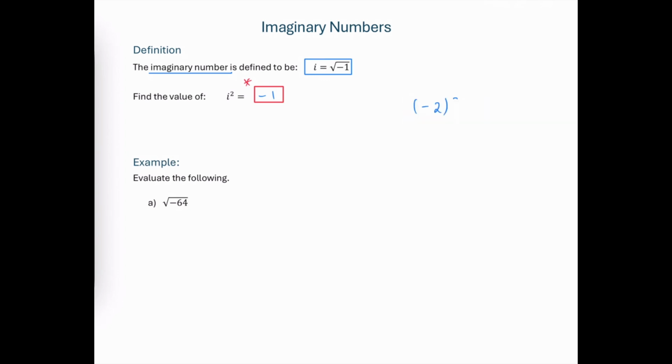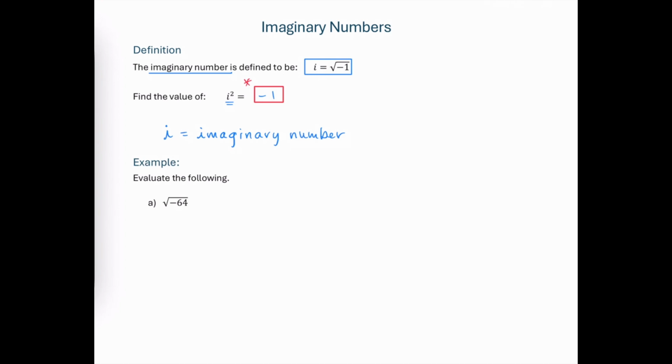Let's recall that if you have a real number quantity squared, that's always going to give you a positive quantity. So we define i to be what we call an imaginary number because it's a quantity that can be squared to yield a negative number. Let's look at an example.